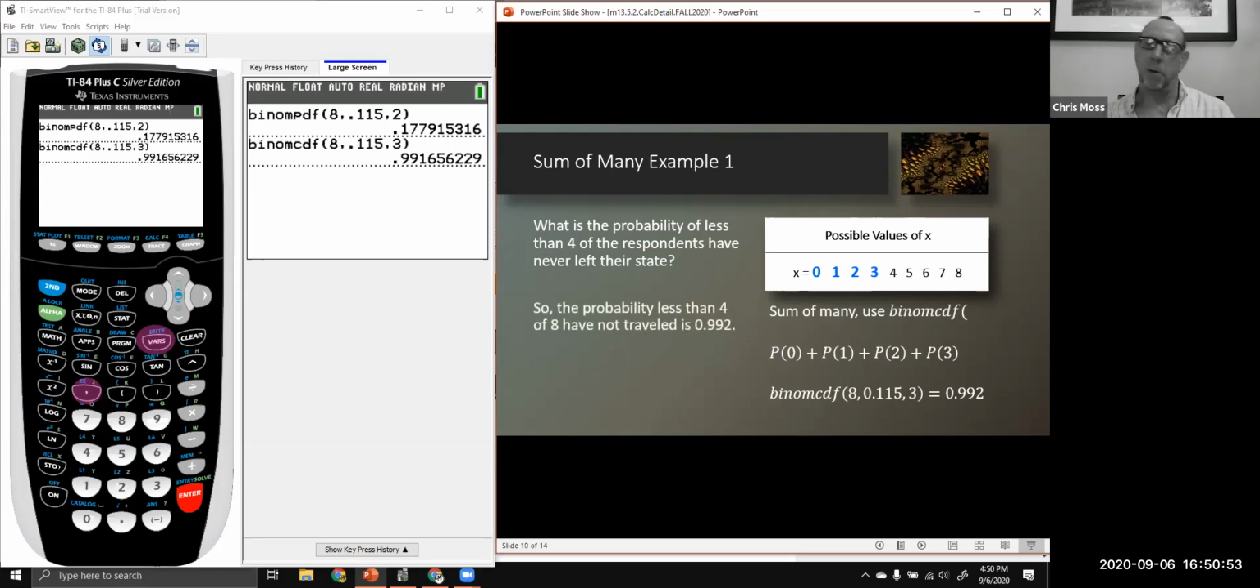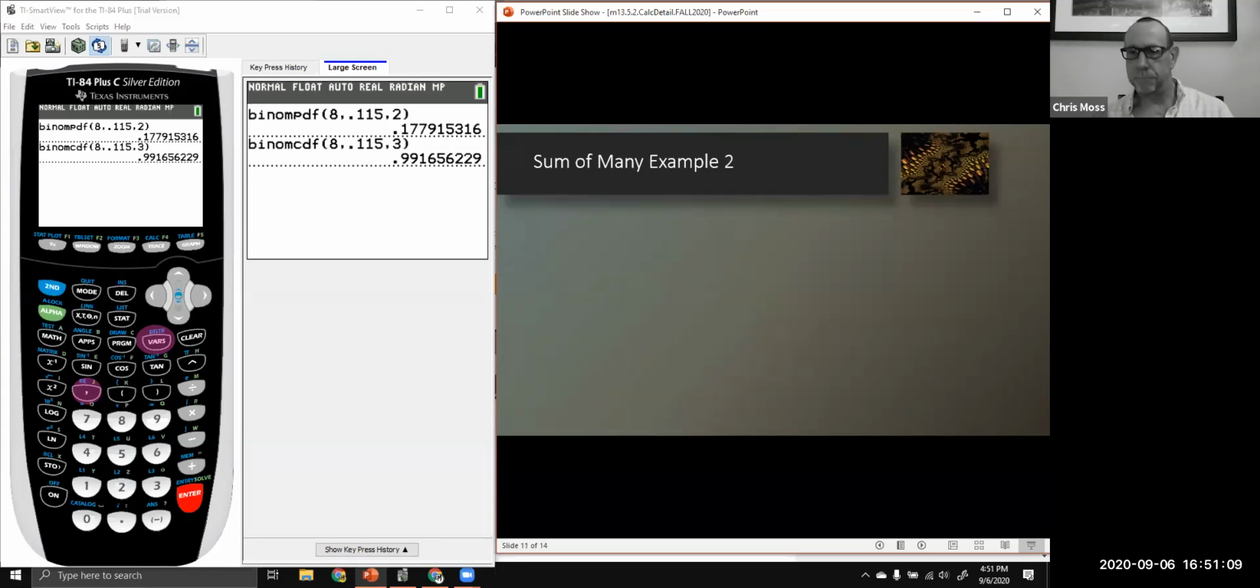So the probability that less than 4 of those 8 have traveled out of state, have not traveled out of state, 0.992. Very high probability that you'll see less than 4 people raise their hand saying, yeah, I went out of state. Less than 4.